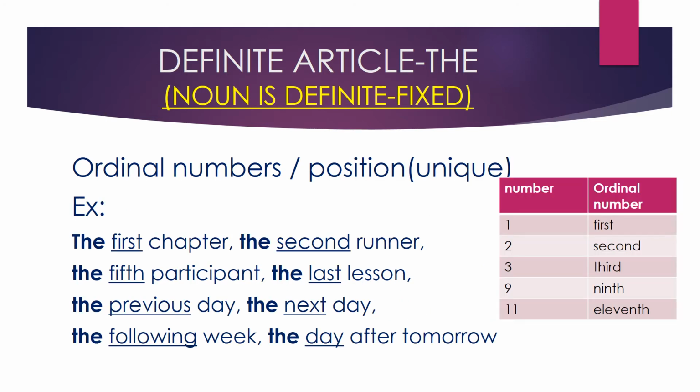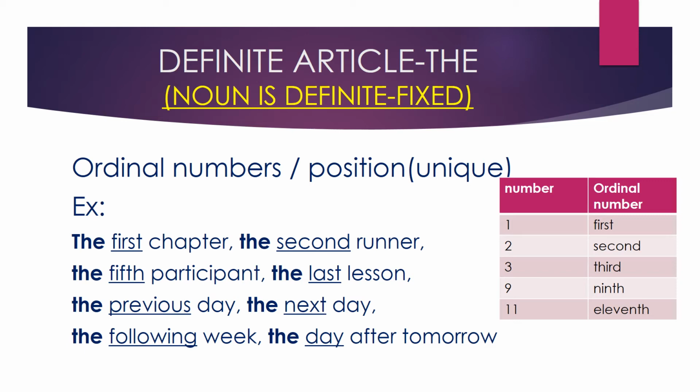Now I'll tell you, we call some words ordinal numbers because they denote the position of a thing in a sequence. And this position becomes unique. For example, the thing or the participant at point number 1 is called first. Somebody at point number 2 is called second. Somebody at point number 3 is called third. Somebody at point number 9 is called ninth. And somebody at point number 11 is called 11th. I've taken just a few examples to make you understand what ordinal numbers are.